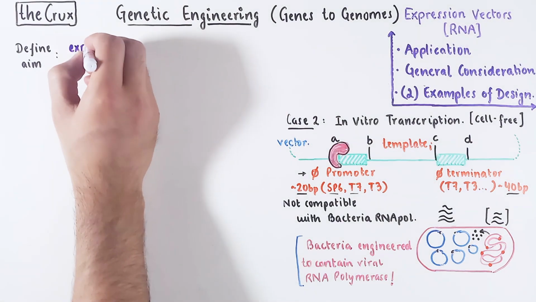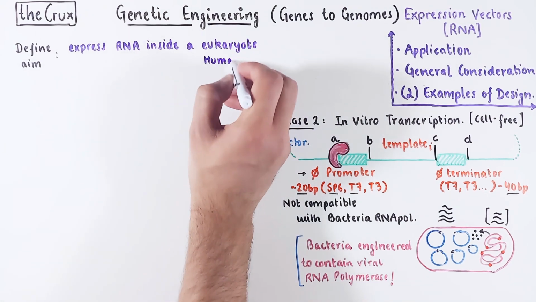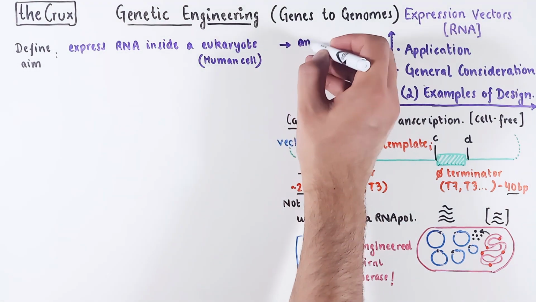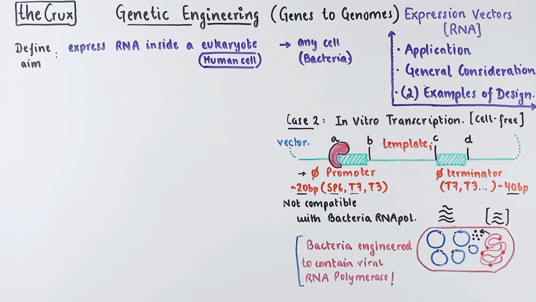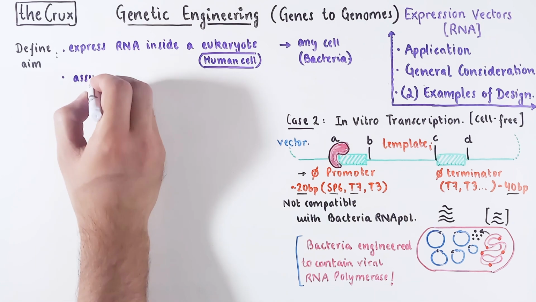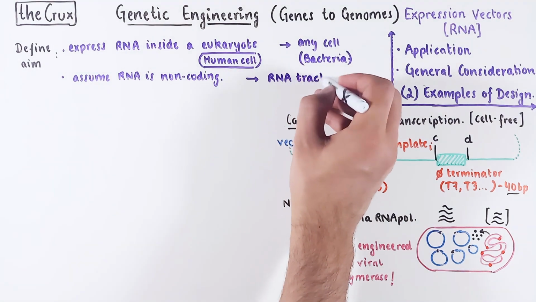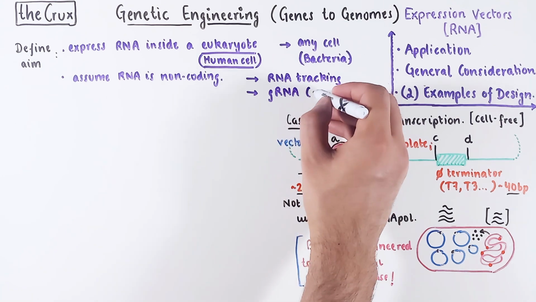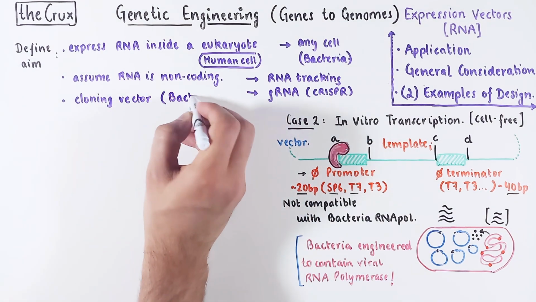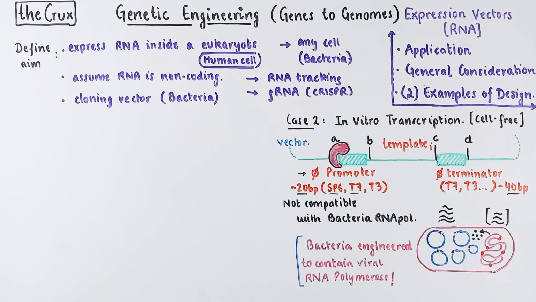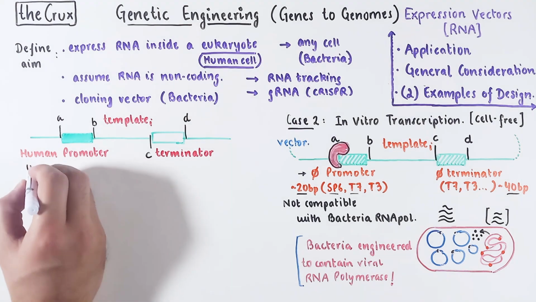Let's do another example. This time, you're trying to express an RNA inside a eukaryote, say a human cell. This could be any cell, but let's limit ourselves to a human cell. Our assumption is that the RNA is non-coding in function, and you may want to do this for RNA tracking studies or making a guide RNA for your plasmid-based CRISPR experiment. The cloning of our vector is still done in bacteria. Same as before, our vector needs to have a human-specific promoter and a human-specific terminator flanking the template of interest.